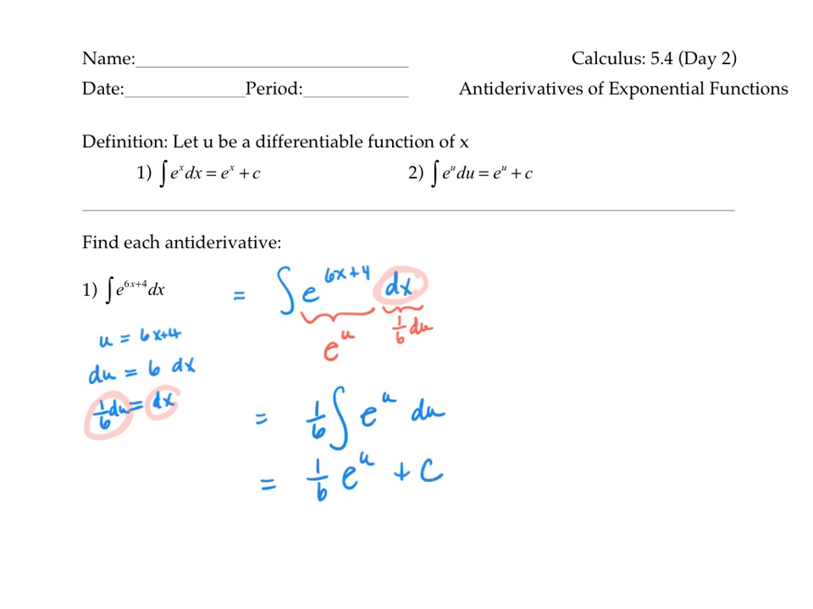But don't forget, and sometimes we do forget to do this, you have to replace u with 6x plus 4. Don't forget that step. So we have 1/6 e to the 6x plus 4 plus c. And that's our final answer.